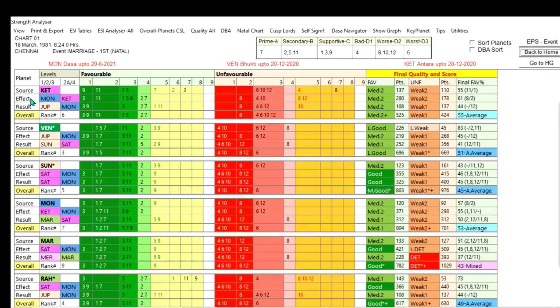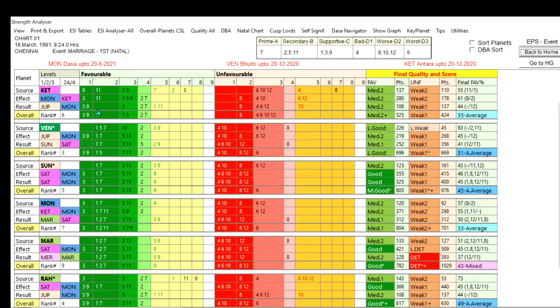Then if you look at the effect, for each planet, the star level and 2A level planets' houses are combinedly given, with the highest ranks given from 1 to 9 ranks, favorable and unfavorable also. It means the planets at the effect level, I mean star level and 2A level, the star lord of the star lord and the ruler link, if they are present, all those planets and houses are considered, and taking the highest rank, the houses are grouped under 1 to 9 ranks, favorable and unfavorable.